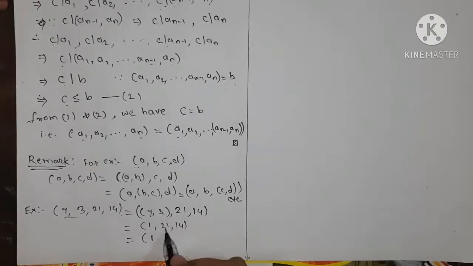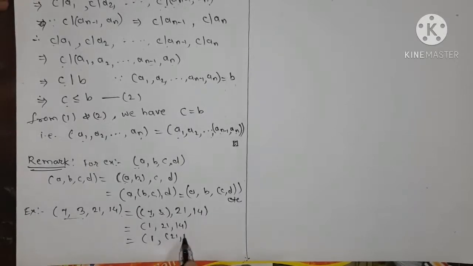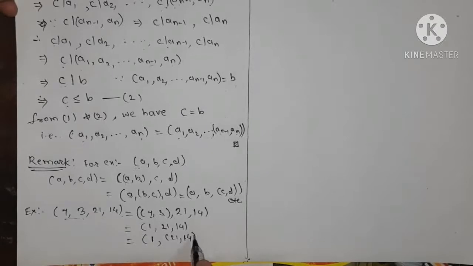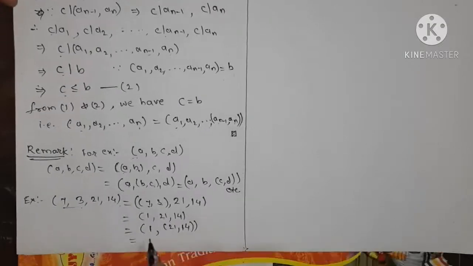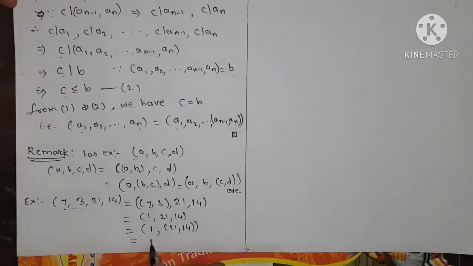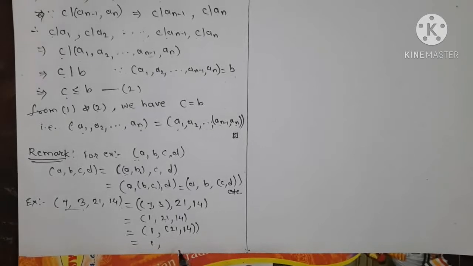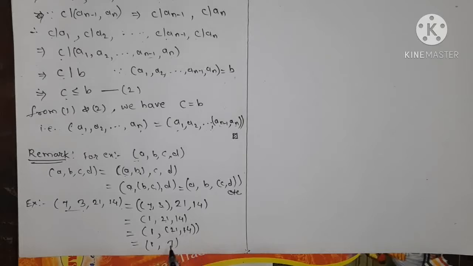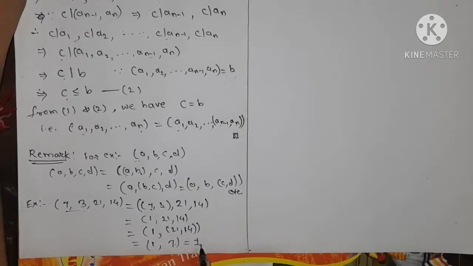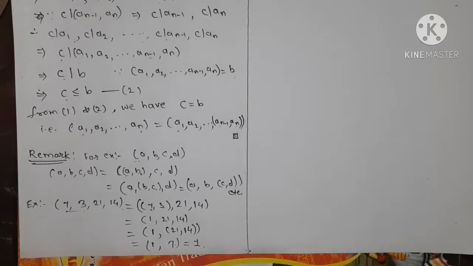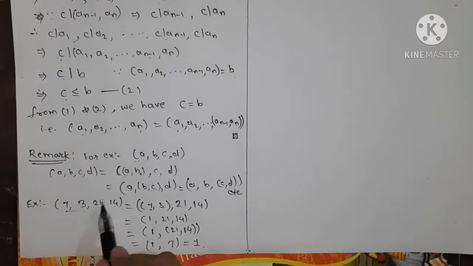Now we take the pair 21, 14, and the GCD of 21, 14 is what? The greatest common divisor which divides 21 and 14 is 7. So the GCD of 21 and 14 is 7, and now the GCD of 1, 7 is equal to 1.